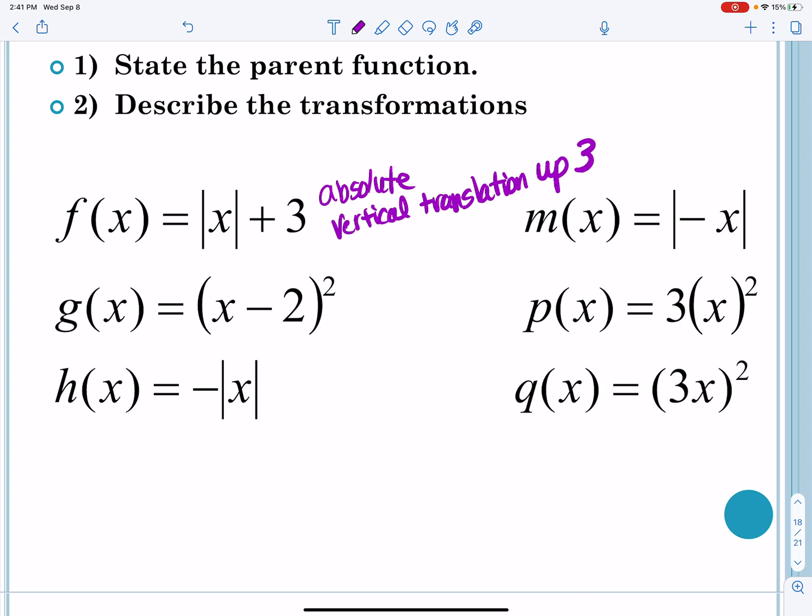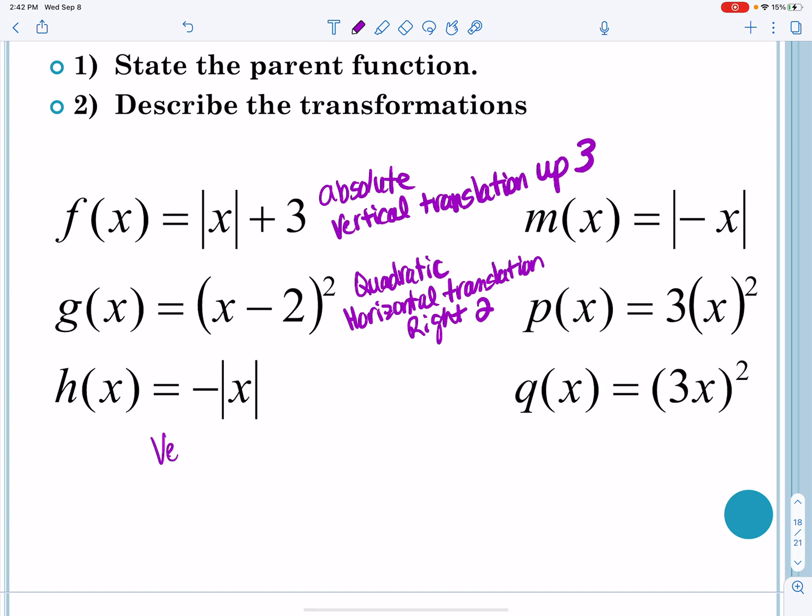So you're going to say this parent function is a quadratic. It's inside, so it's a horizontal translation, and it's going to be right 2 because it's a -2, so it's the opposite. Okay, this one is going to be a vertical reflection because it's outside. Oh, and I forgot to say the parent function, just more writing, it's an absolute value. The next one is an absolute value, but the negative is inside, so you're going to say a horizontal reflection.